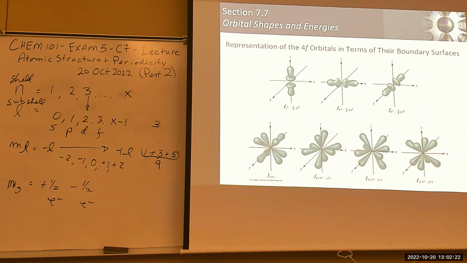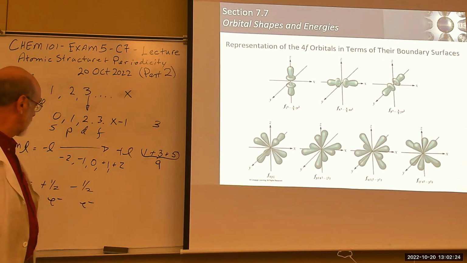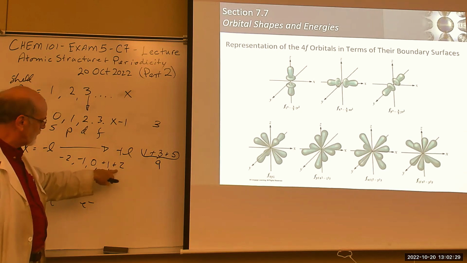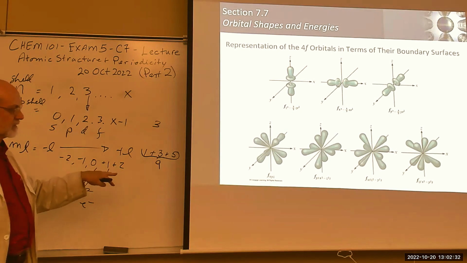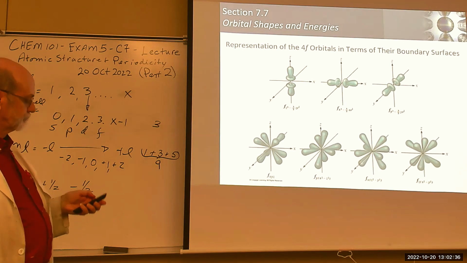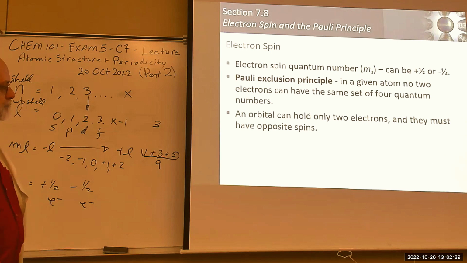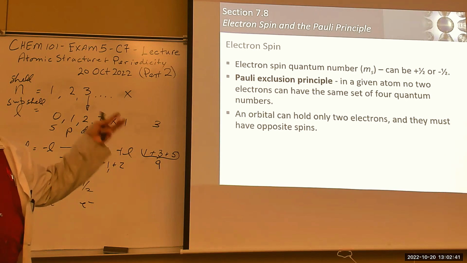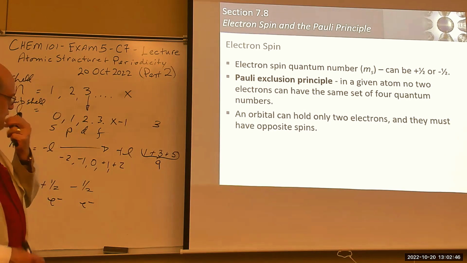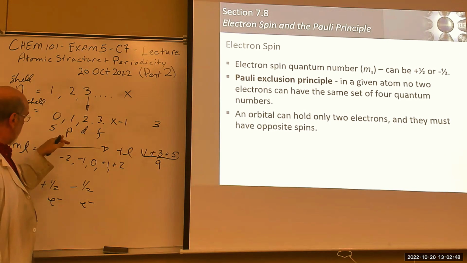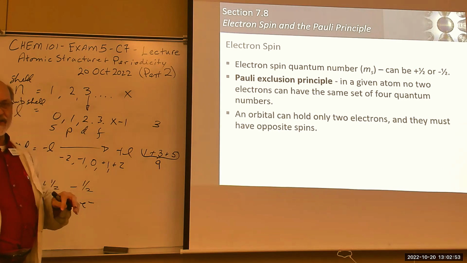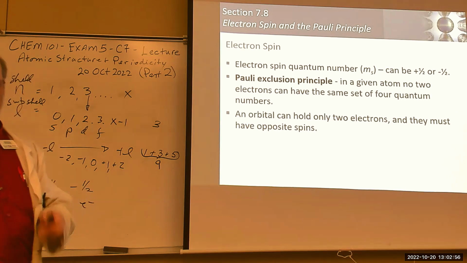And then F gets even wilder, right? And F can have -3, -2, -1, 0, +1, +2, +3. So it can have 7. And that's what you see here. 3 + 4, 7. Okay. You're not going to have to draw those things, right? I'm just illustrating what they look like. If anything, I would note that this one is spherical and these are dumbbells oriented on 3 axes. And that's as far as we need to go in this course.